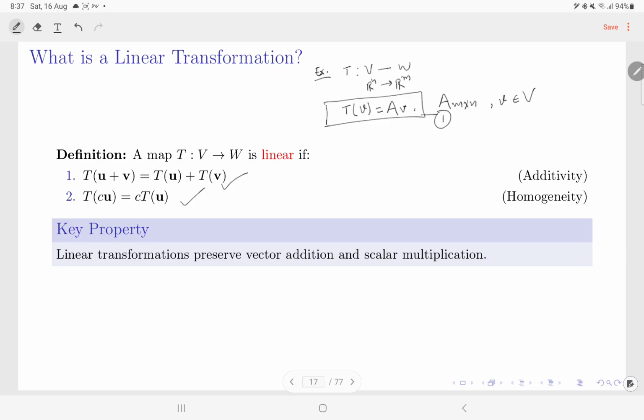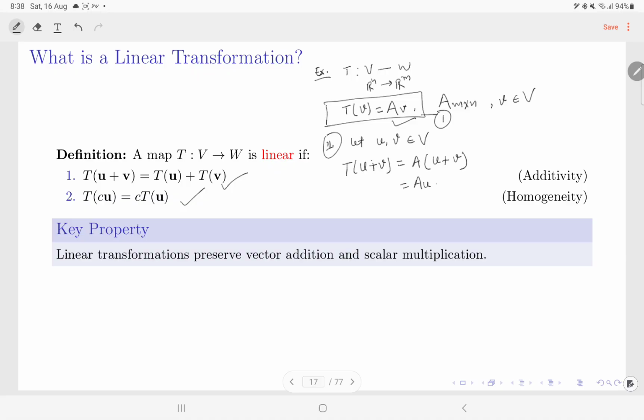Let's call this 1. You have to show whether this is linear or not. So let's deal with the first property. How can you prove that the first property, additivity, is satisfied or not? Let u and v be elements of your vector space V, then T of u plus v equals, from the definition 1, A times u plus v.